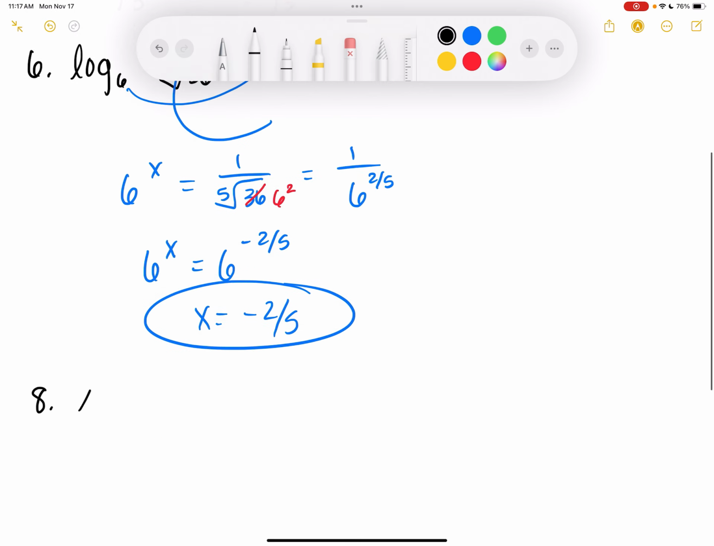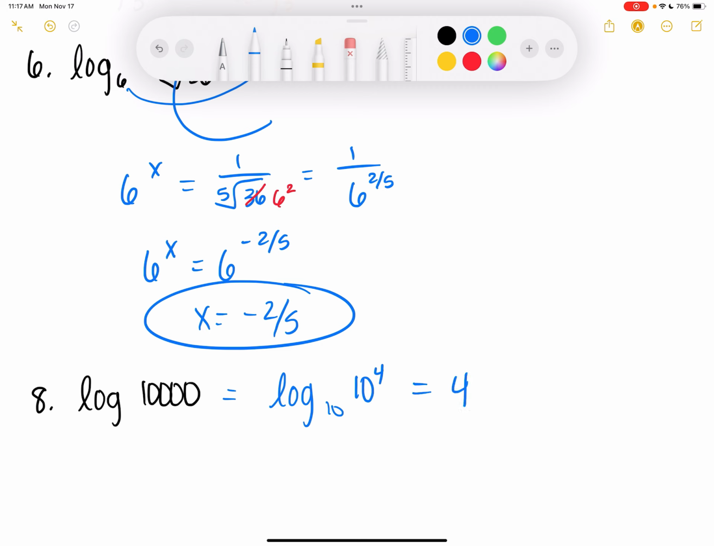Number 8, log of 10,000. All right, so what base is on this log? 10. It's the common log, so it's base 10. Can I rewrite 10,000 in terms of 10? 10 times 10 to... How many zeros are there? 4. So 10 to the 4th. So this is log base 10. We don't normally write it, but I'm doing it so we can see it. So we can use the property: if it's log base a number of that same number raised to an exponent, then it's equal to the exponent. So this is equal to 4.